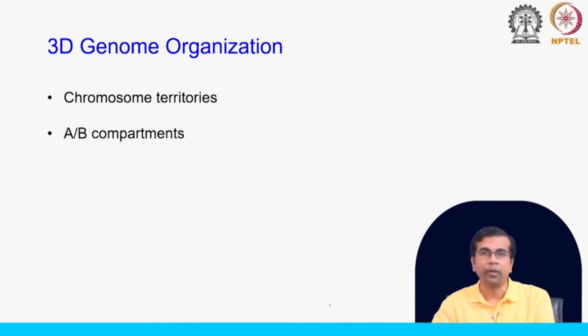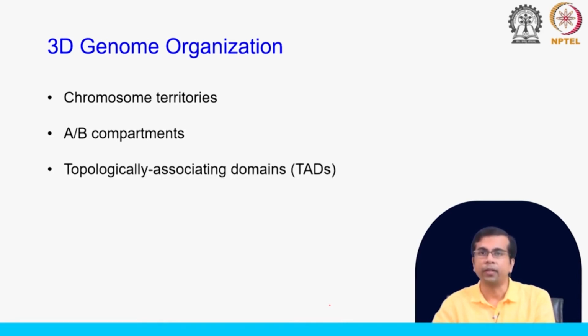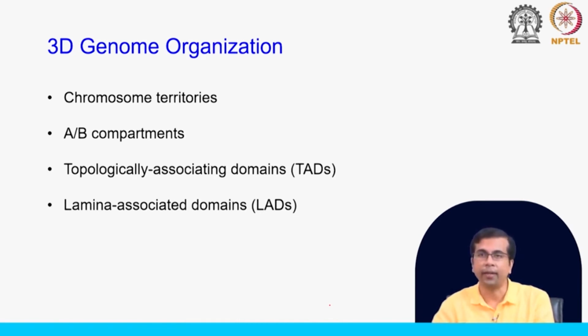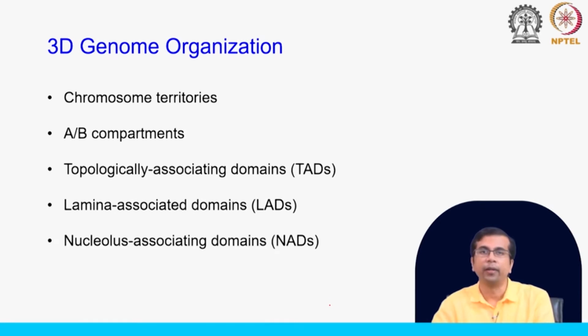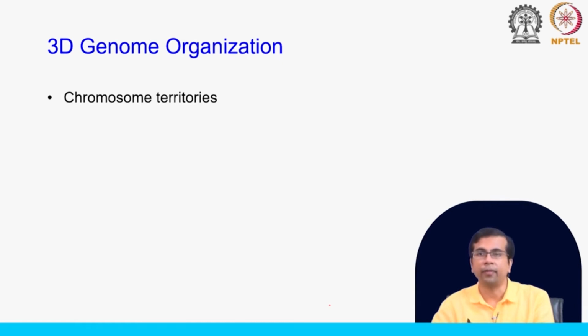Then, within A compartment or B compartment, we will use the term called topologically associating domains or TADs. This is a term that you have seen in the keywords. I will explain what these TADs are. Then you have lamina associated domains or LADs, again you have seen this in the keywords. Similarly, you have something called nucleolus associating domains or NADs, and now we will discuss each of these terms carefully.